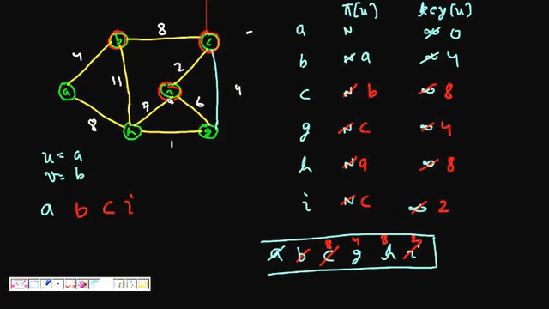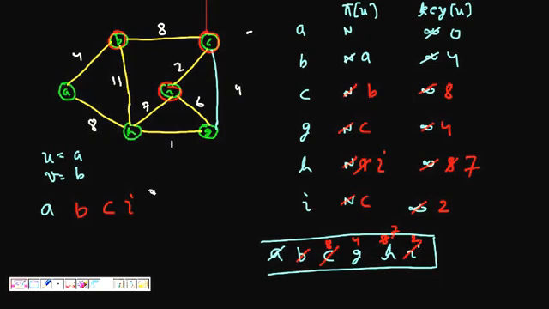So what happens if I discover H from I? H has a key of 8, and from here it is getting a 7. So we will update it and its parent will now become I. Then I also has G. G has a key of 4, and IG is 6, so it will not get updated. So the only thing that got updated was H. Now it became a 7.